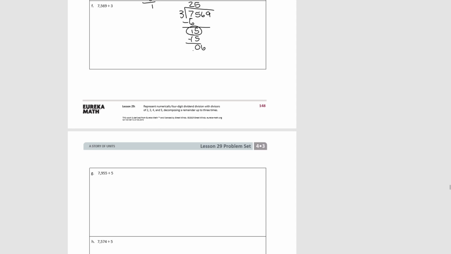We have 6 tens. We can equally divide those into 3 groups with 2 tens in each group, and we use all our tens. We have 9 ones, which we can equally divide into 3 groups and use 9 ones, and we have no remainder.